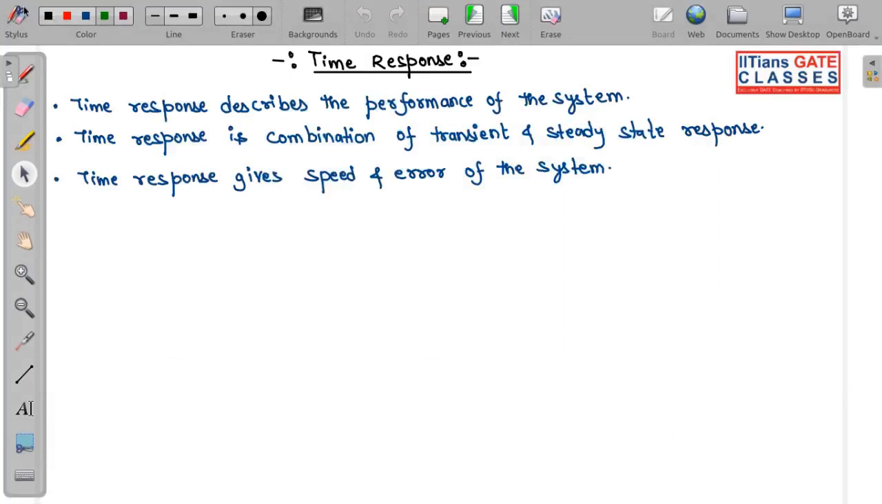So in today's session we are going to see time response. In the last session we covered SFG as well as block diagram. So today we are going to see time response. What do we mean by time response of a system? Time response means basically if you have a closed loop system.